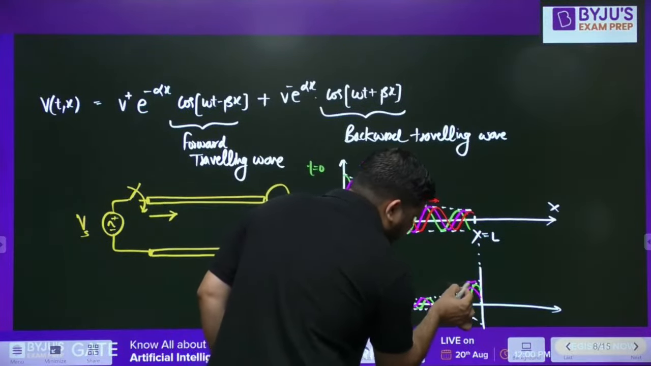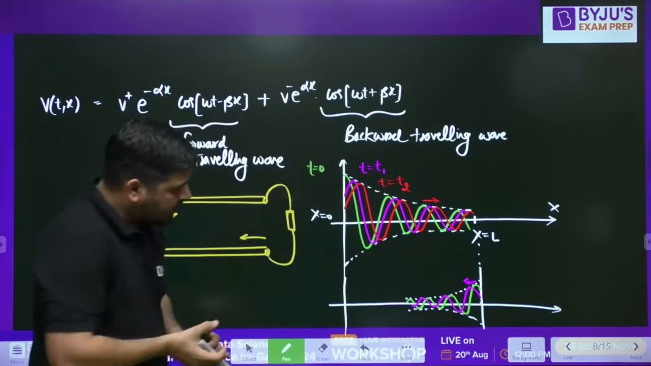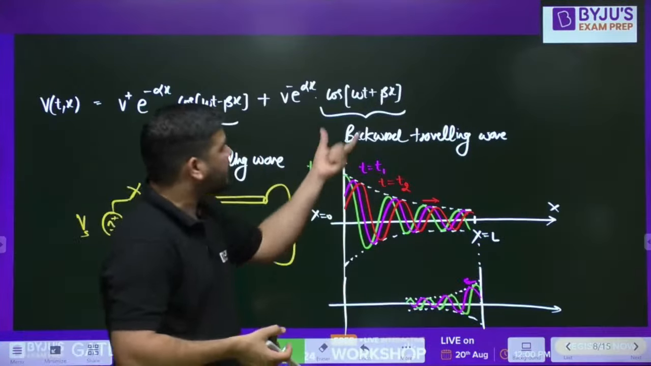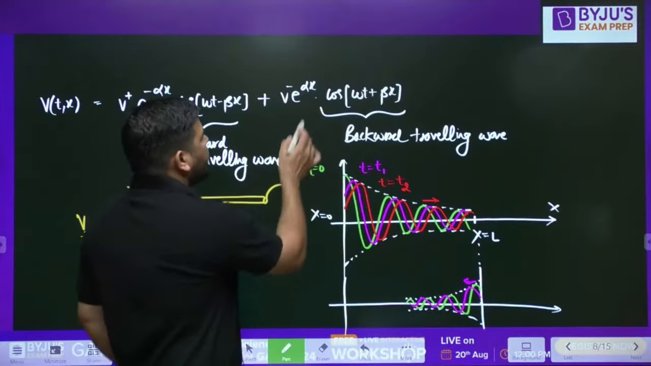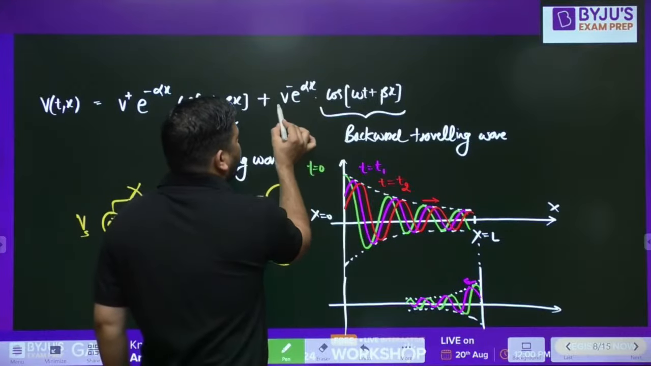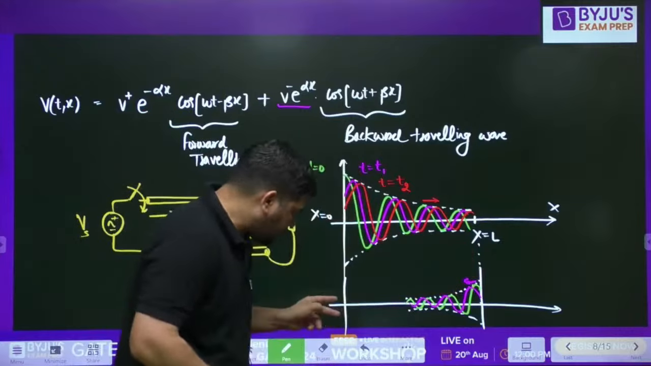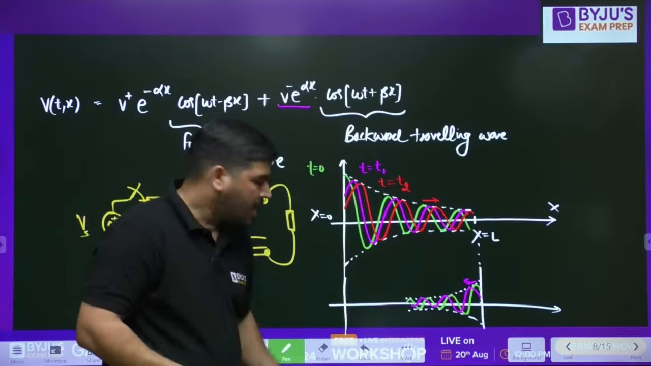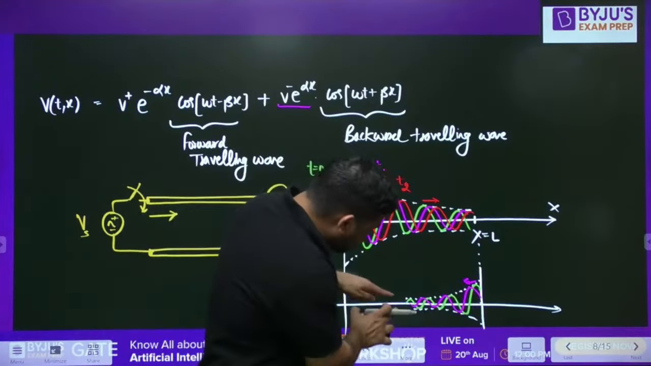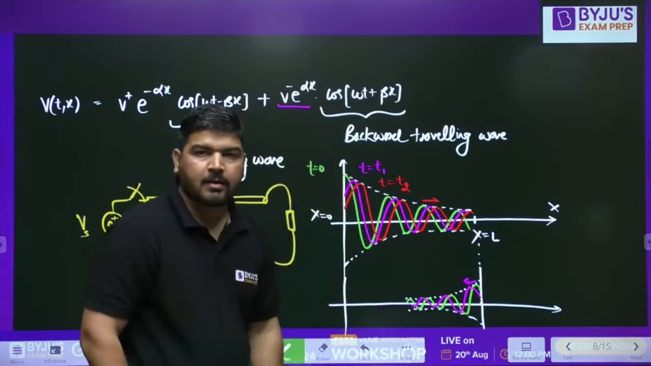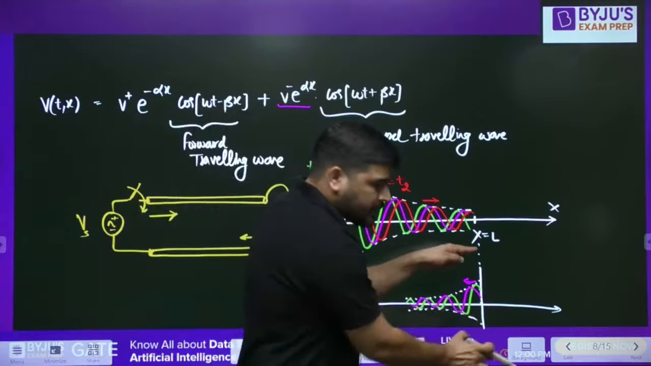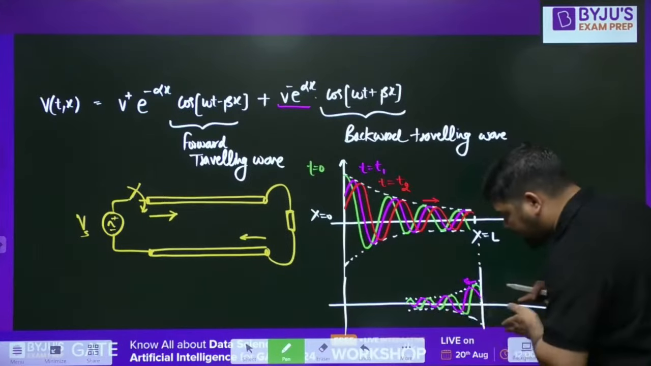The maxima is shifting in this direction. So you can see that this wave is traveling in the backward direction. But you are saying, sir, that with x the amplitude is increasing. If you are looking from this side, because x is positive on this side, it seems that it is increasing. But actually it is traveling in the backward direction.